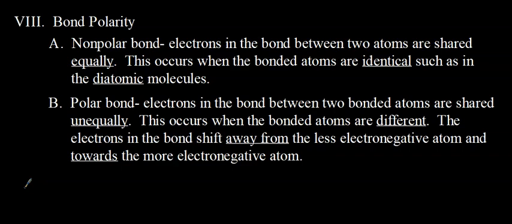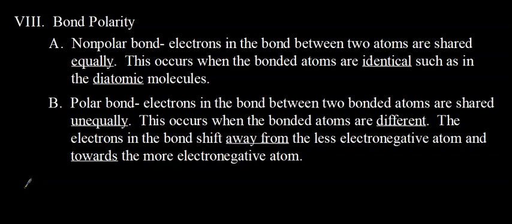Sometimes two atoms share electrons equally. If there's an equal sharing of electrons between the bonded atoms, we call that a nonpolar covalent bond. This will happen when the bonded atoms are identical, such as in the diatomic molecules. We can also have nonpolar bonds between different nonmetal atoms.